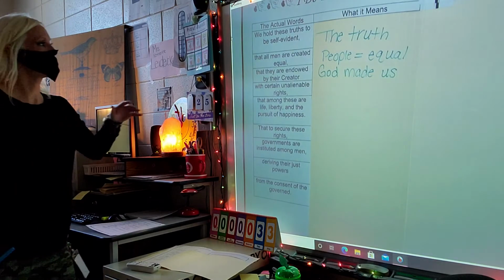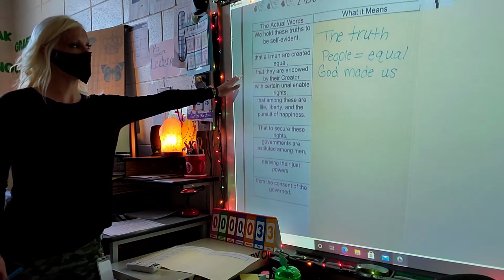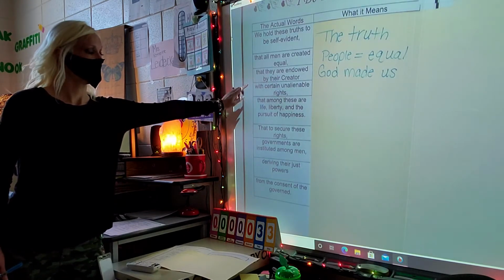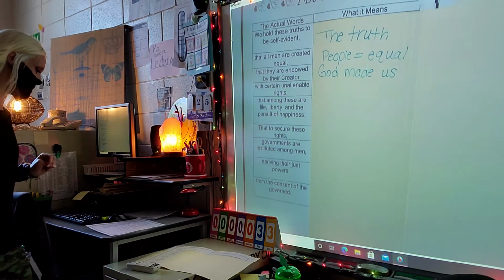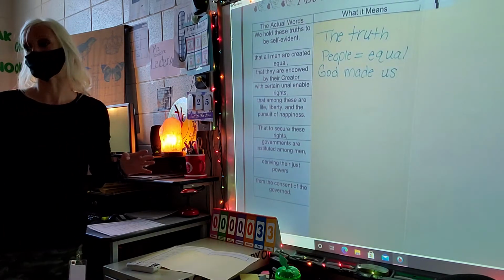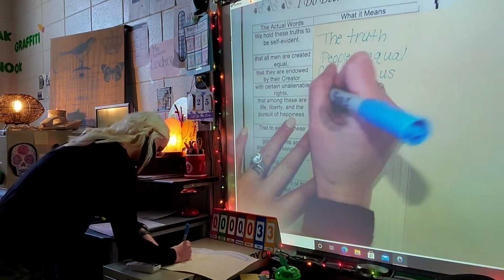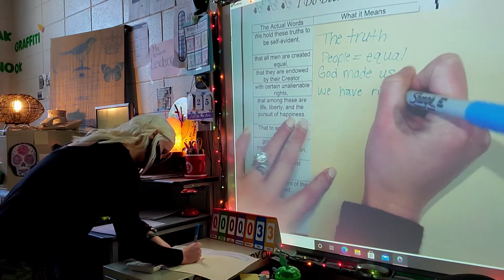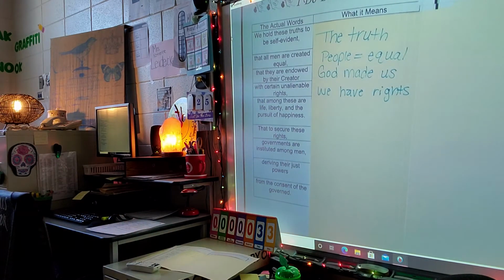So we hold these truths to be self-evident. So the truth that all people are created equal, that we are made by God with certain unalienable rights. So unalienable rights, that just means we have rights. Put simply, we have rights.